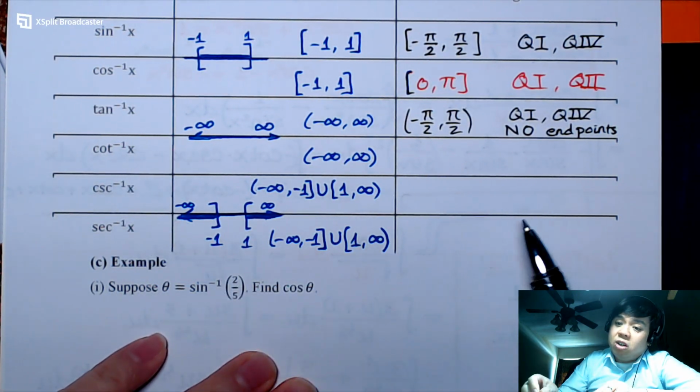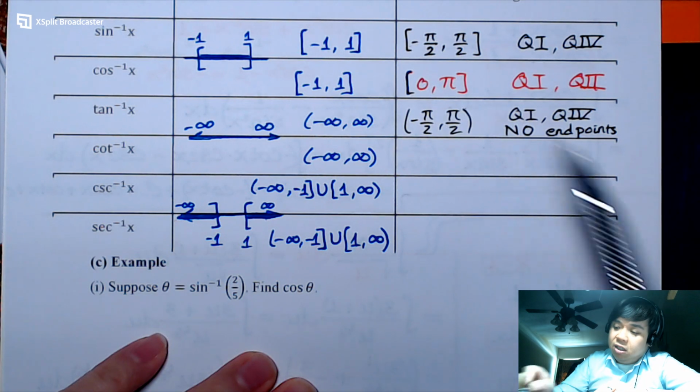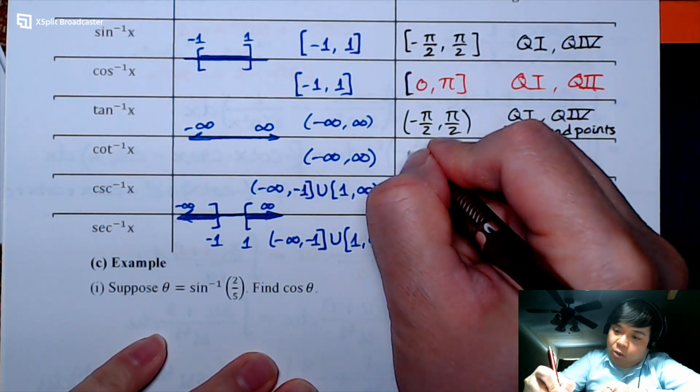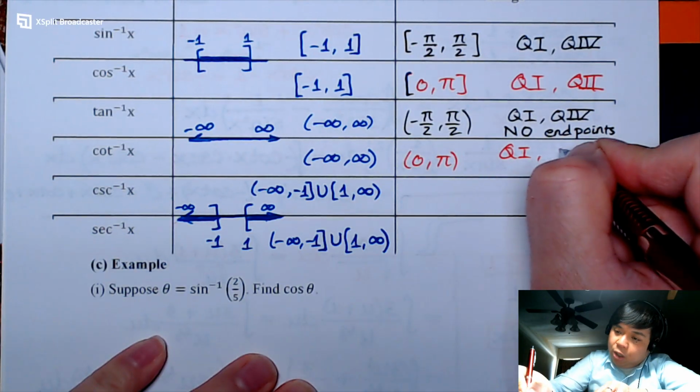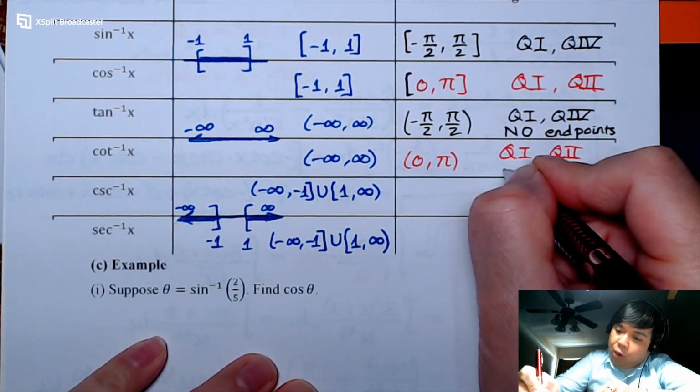Now, cotangent inverse is pretty much like this. It goes from 0 to pi, and again Q1, Q2, no endpoint.